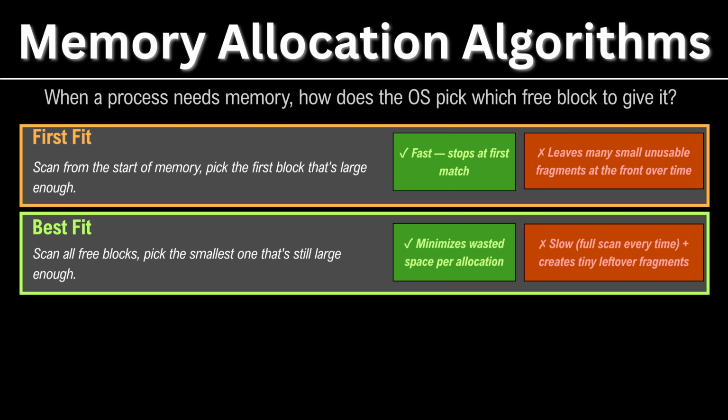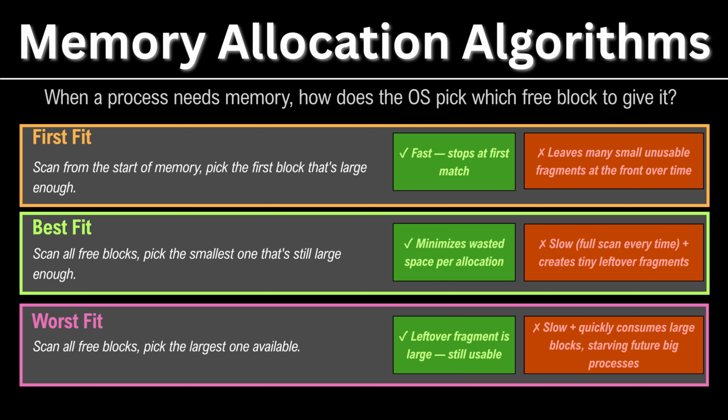Second, best fit. It scans all free blocks and picks the smallest one that fits. The idea is to minimize wasted space per allocation, but it requires a full scan every time, and it tends to create tiny leftover fragments which are even harder to reuse than the ones first fit leaves behind.